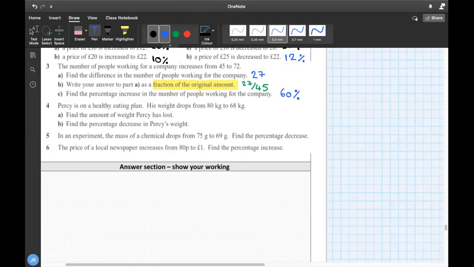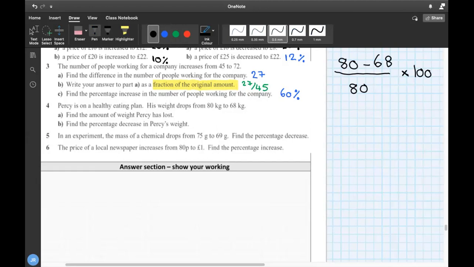Right, number 4. Percy's on a healthy eating plan. His weight drops from 80 to 68. So in this one, we've started with 80 and dropped to 68. We started on 80, so that was our original amount. And then we need to remember to multiply by 100 to get it as a percentage.